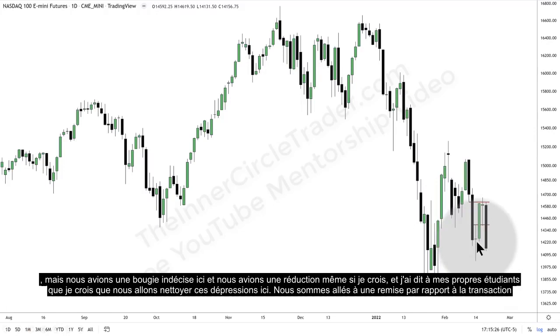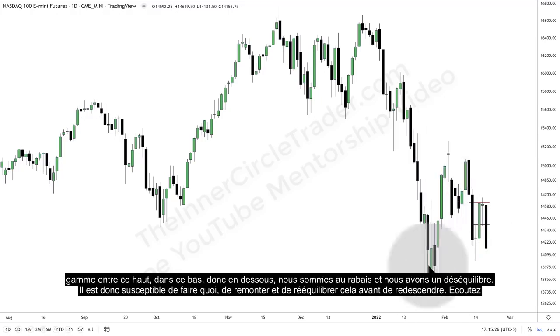But we had an indecisive candle here, and we were in a discount. Even though I believe, and I've been telling my own students that I believe we're going to clean out these lows down here, we went to a discount relative to the dealing range between this high and that low. So below it, we're at discount, and we have an imbalance. So it's likely to do what? Go back up and rebalance this before going back down.